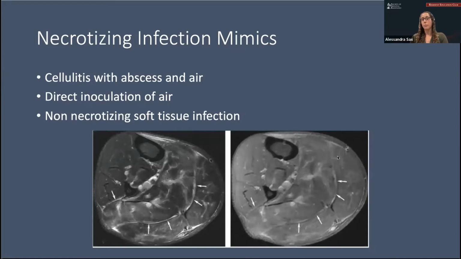There are some mimics for necrotizing infection, such as cellulitis with abscess and air. So that air is going to look like it's going to be necrotizing. And then direct inoculation of air from trauma, recent surgery. Maybe patient had a recent laparoscopy and the air got out into the soft tissues of the abdominal wall. And then this example here is actually just non-necrotizing soft tissue infection where we see just some muscular edema. The fascia are just a little bit thickened and enhanced just a little bit. It's the 4 millimeter thick fascia is how we diagnose necrotizing fasciitis.